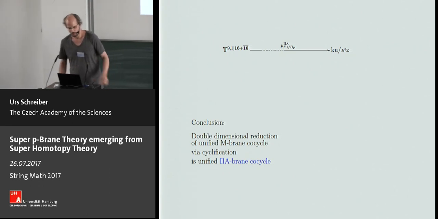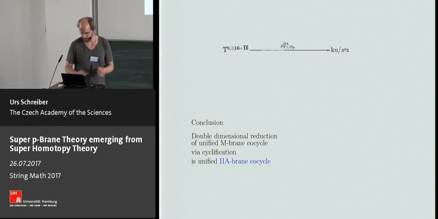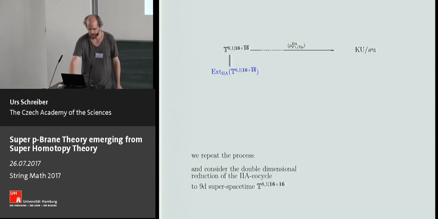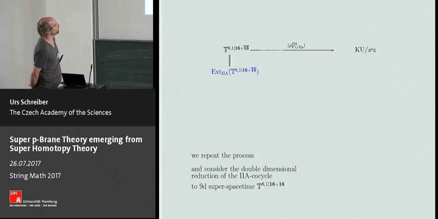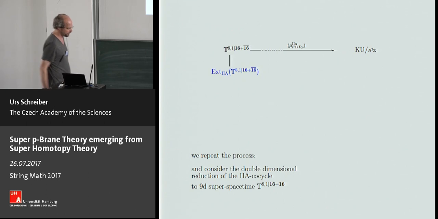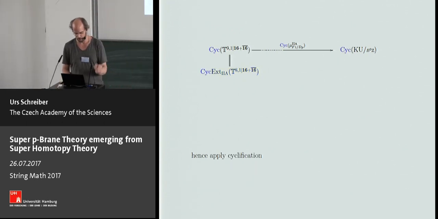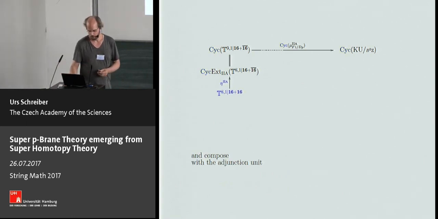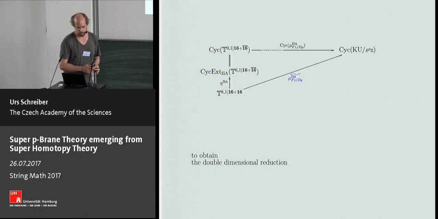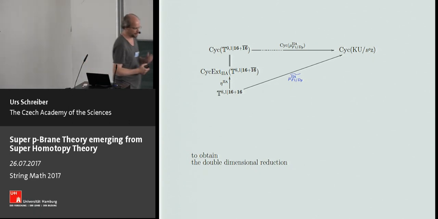Okay, so we found the double dimensional reduction of the unified M2/M5-brane cocycle. So we want to repeat this process. I'm looking at it as untruncated KU now. So we do the extension process, we do the double dimensional reduction one more dimension down. We came from 11 to 10, let's go to 9. So we apply this equivalence, we apply cyclification, we pre-compose with our adjunction unit to again produce the adjunct, now producing a cocycle in 9D. This is compactifying the 10D theory on a circle.